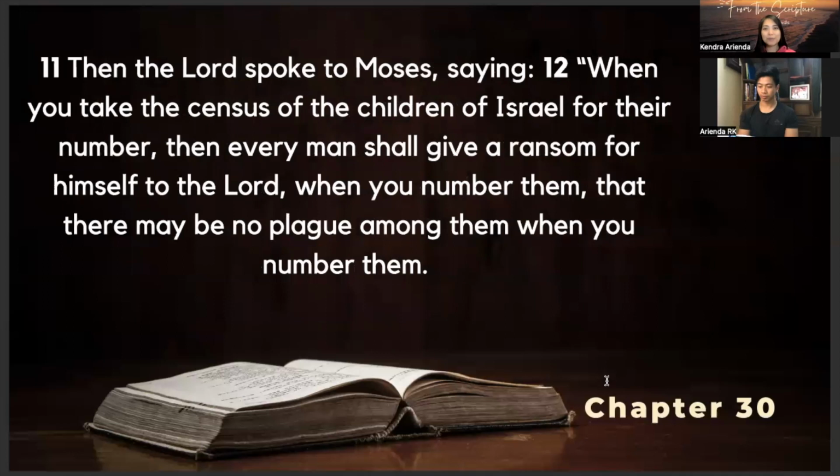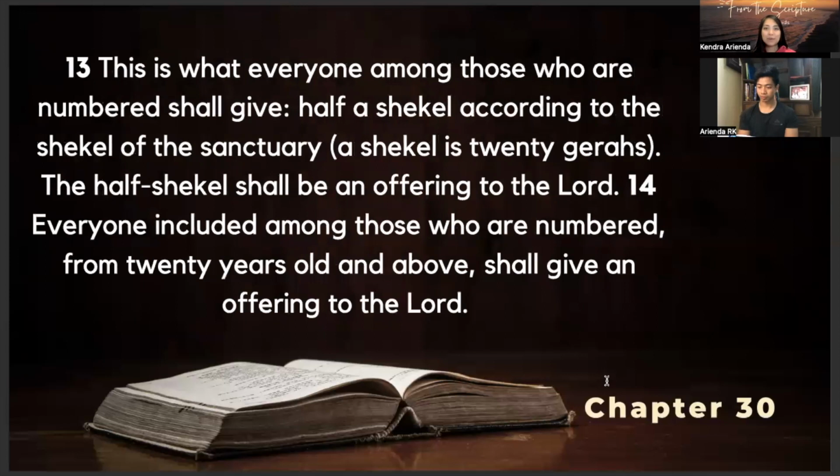Then the Lord spoke to Moses, saying, When you take the census of the children of Israel for their number, then every man shall give a ransom for himself to the Lord, when you number them, that there may be no plague among them when you number them. This is what everyone among those who are numbered shall give: half a shekel according to the shekel of the sanctuary. A shekel is 20 gerahs, and half a shekel shall be an offering to the Lord.